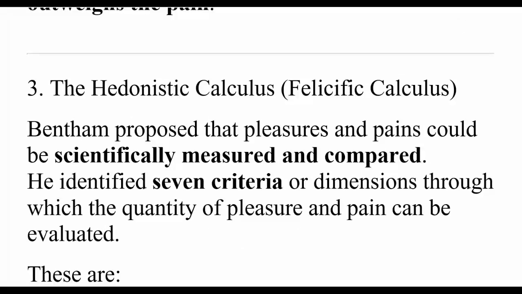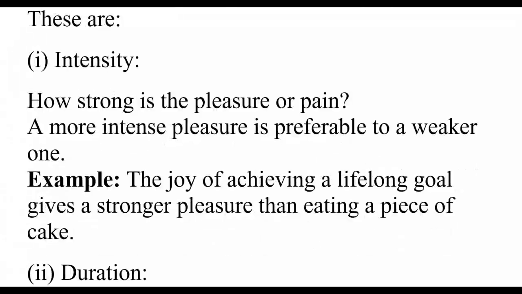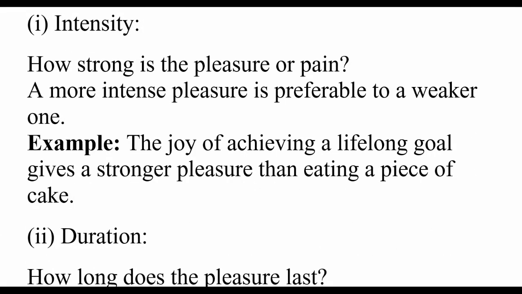3. The hedonistic calculus, felicific calculus. Bentham proposed that pleasures and pains could be scientifically measured and compared. He identified 7 criteria or dimensions through which the quantity of pleasure and pain can be evaluated. These are: 1. Intensity, that is, how strong is the pleasure or pain. A more intense pleasure is preferable to a weaker one. For example, the joy of achieving a lifelong goal gives a stronger pleasure than eating a piece of cake.